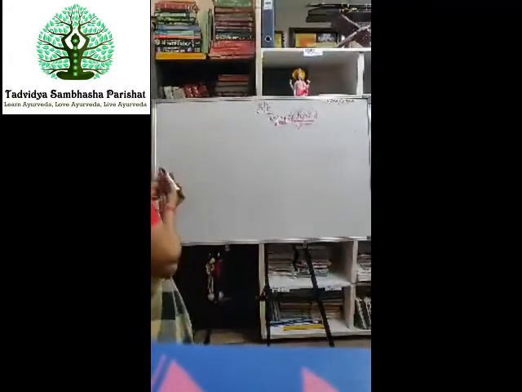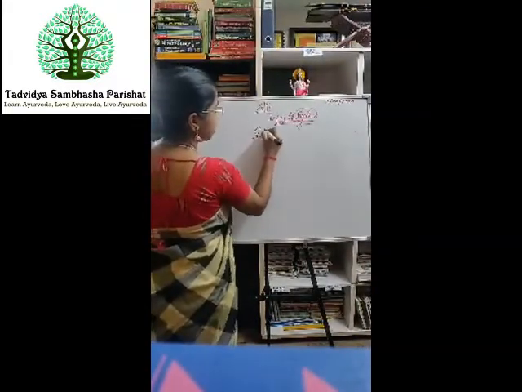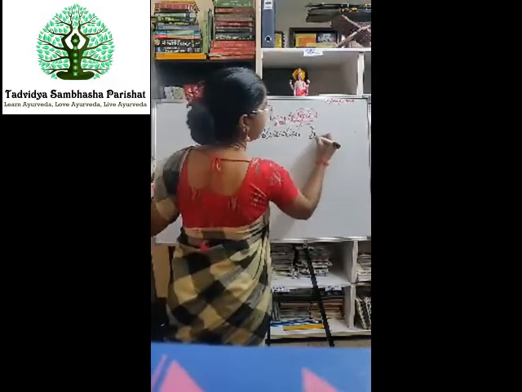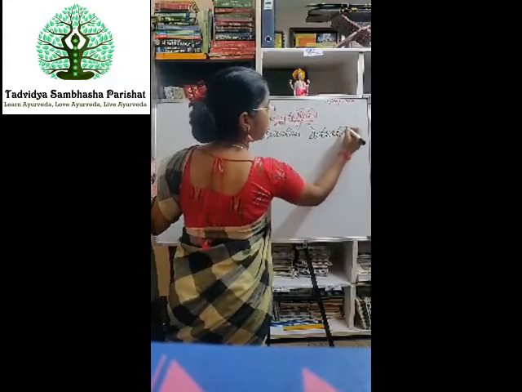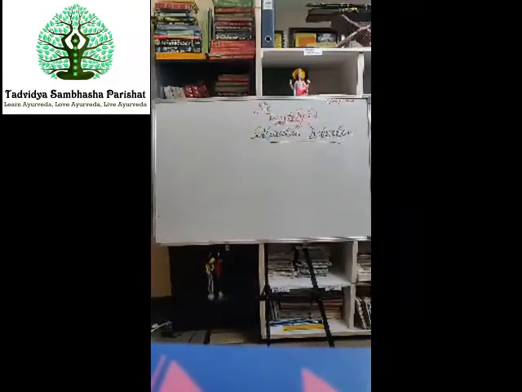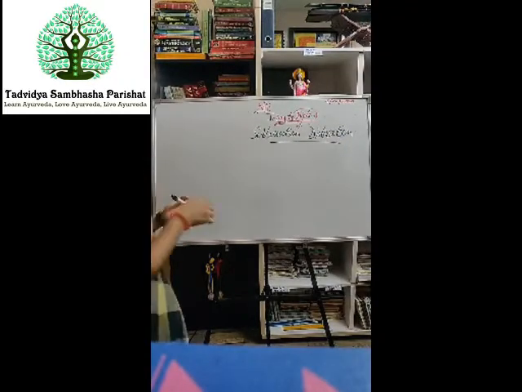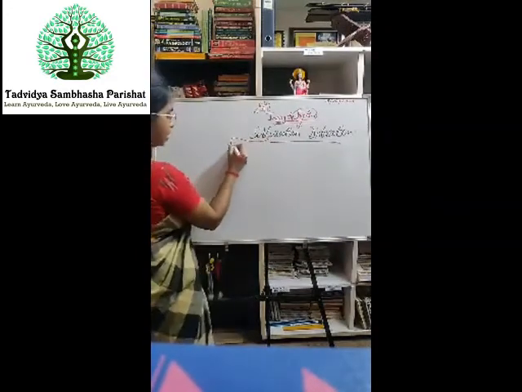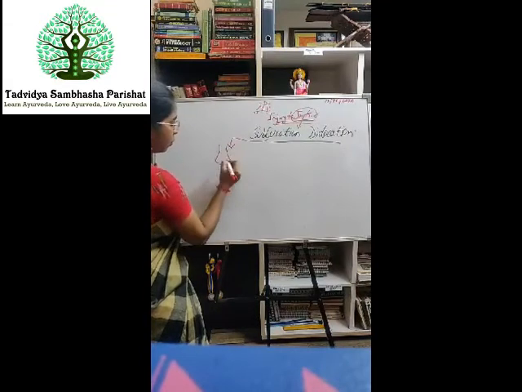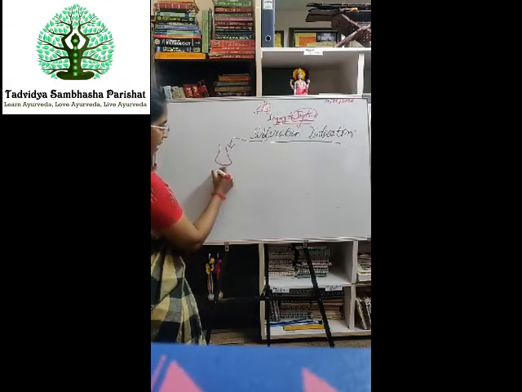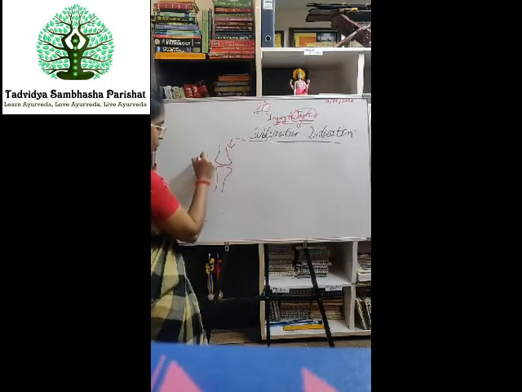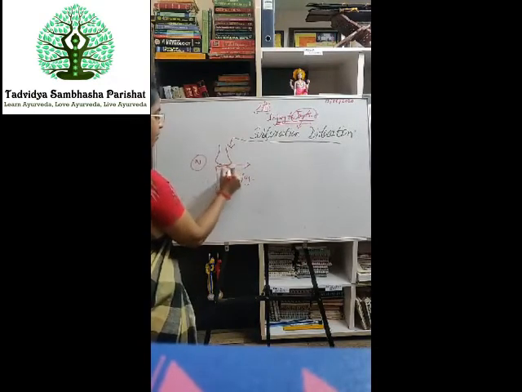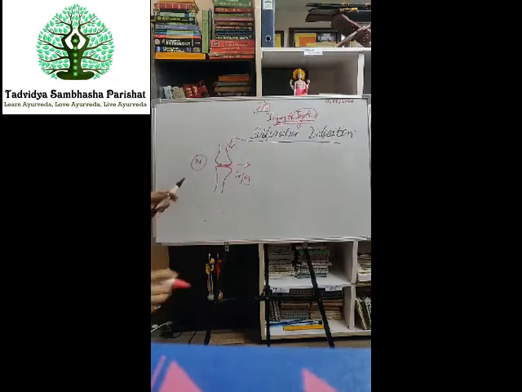Now, the injuries to the joints include subluxation and dislocation. What does subluxation mean and what does dislocation mean? First, I will show subluxation. This is one articular part of the bone and this is another articular part of the bone. This is normal. Now, suppose there is an injury. So this is the contact.